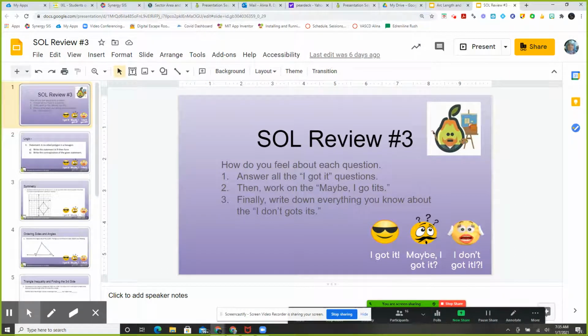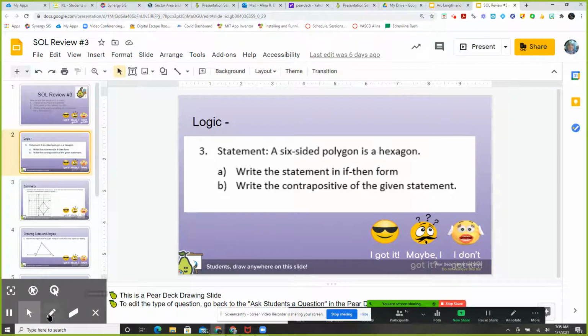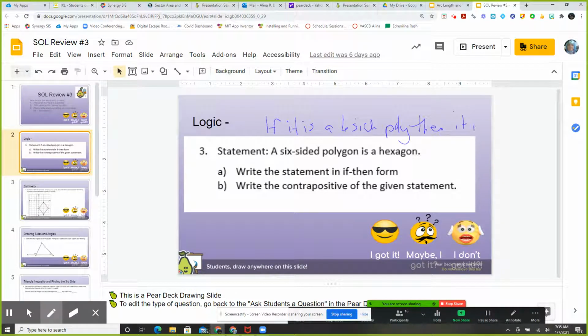So in question number 1 on slide 2, I think everybody did a great job. If it is a 6-sided polygon, then it is a hexagon, right? And then the contrapositive, we switch it around and make it not P, so not hexagon, then not 6-sided. So contrapositive, we switch the order and negate, right?